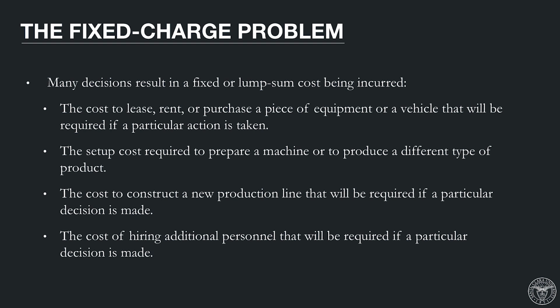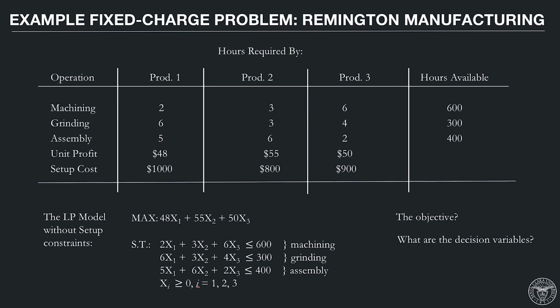Or to construct a new production line, we must set up a new machine or something like that, which will incur setup cost. For a company, likely we have to hire some additional employees, which are considered lump sum costs as well. Let us try to demonstrate how to set up a fixed charge problem through the following Remington manufacturing example.